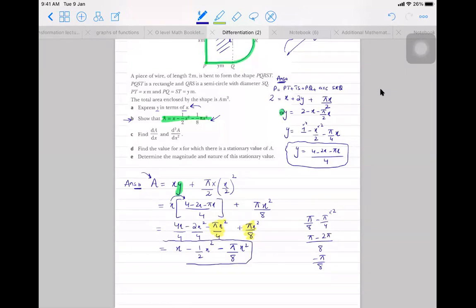Isn't this the area that they wanted us to show? Yes. Clear? Is there anything you want me to repeat? No, sir, I'm clear. What about others? It's clear, sir. Okay. Now for part C, I need to differentiate this area with respect to x, and then I need to do the second derivative. So let's try.